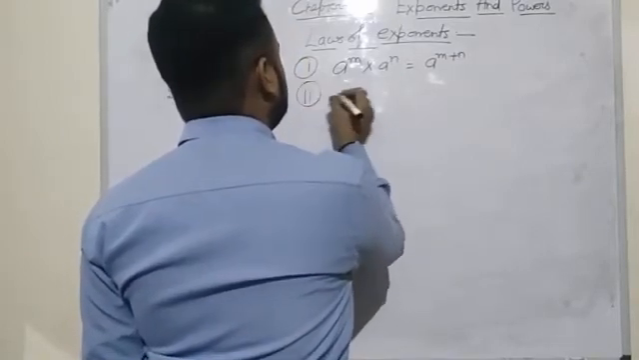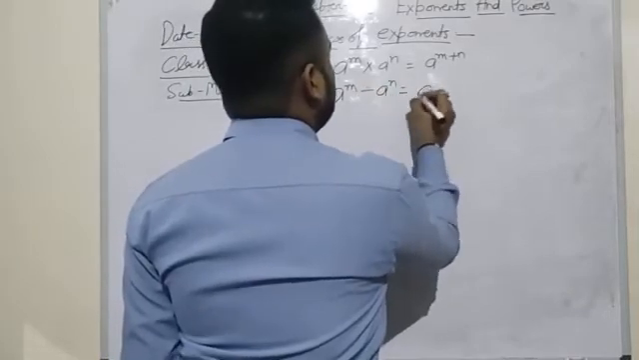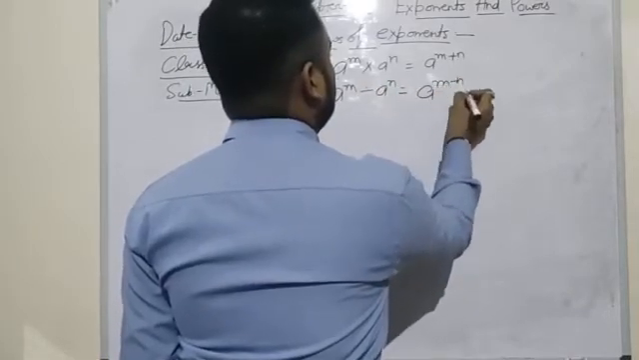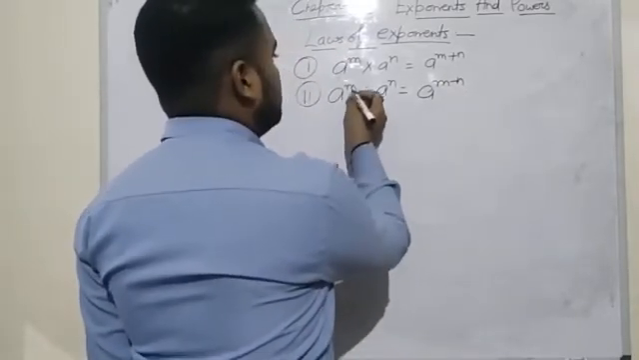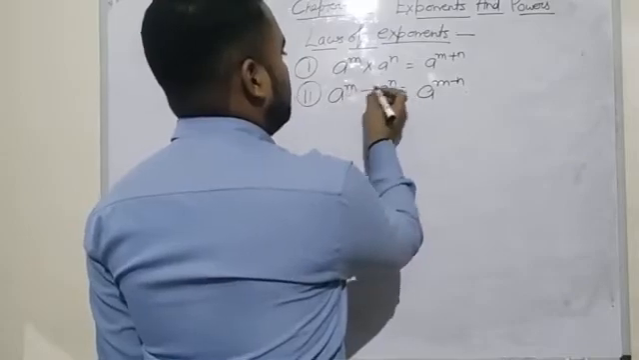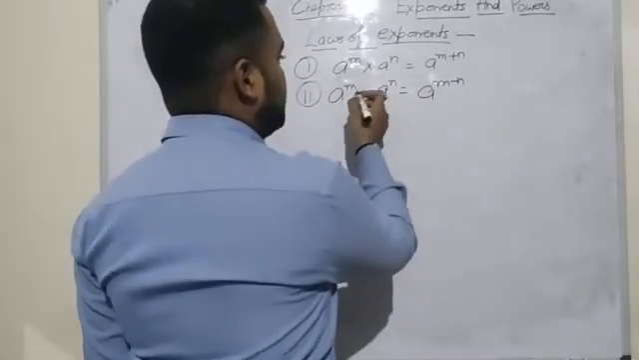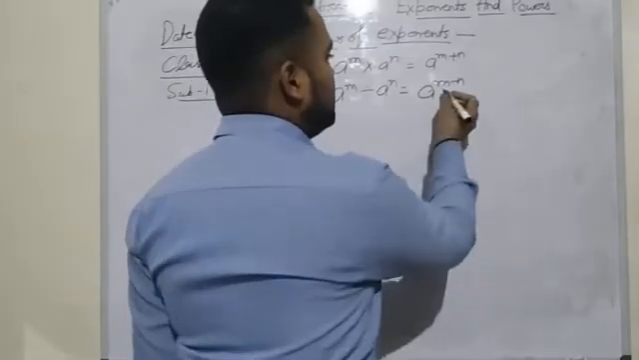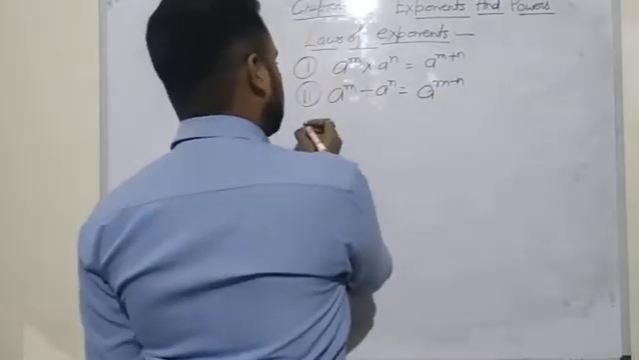And for the same, if a to the power m is divided by a to the power n, then it will be a to the power m minus n. So if the bases are the same and the powers are different, with a division sign, then the powers should be subtracted from each other and the base will remain the same.